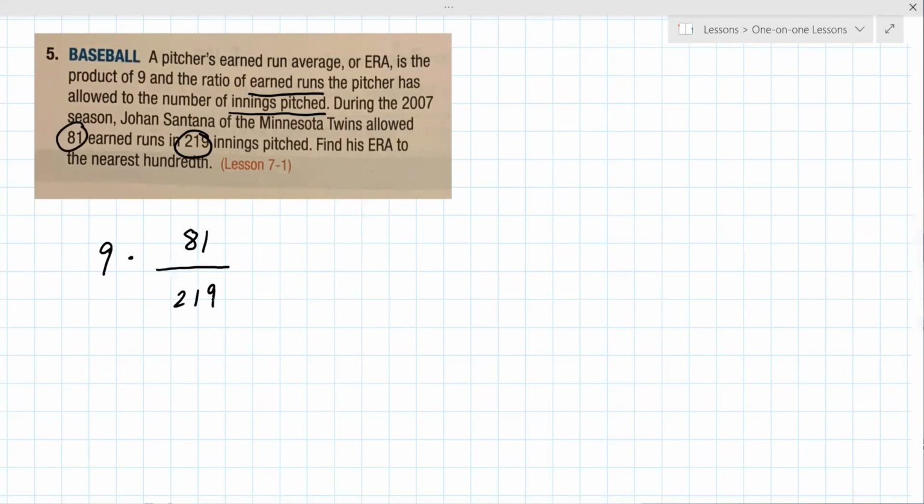So I suppose it's just a really complicated way of telling you to multiply these numbers and divide these numbers. If you have a calculator handy, go ahead and try the calculation. And you should get this value. Wait, did you multiply 9 times 81 and then divide it by 219? Yes. Oh, okay.